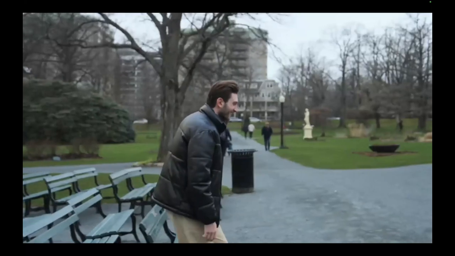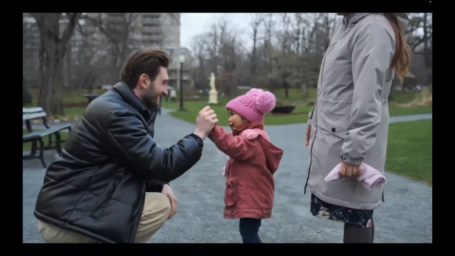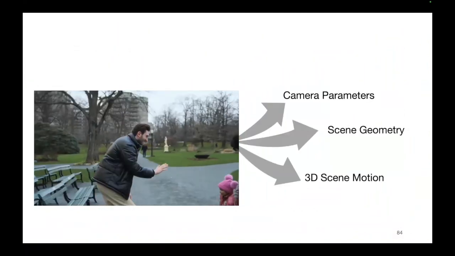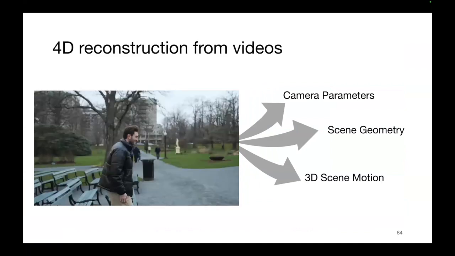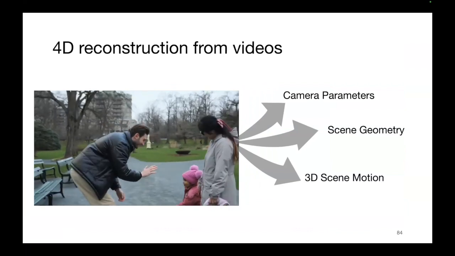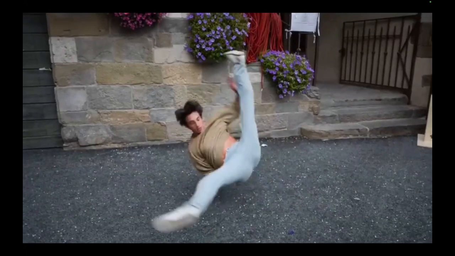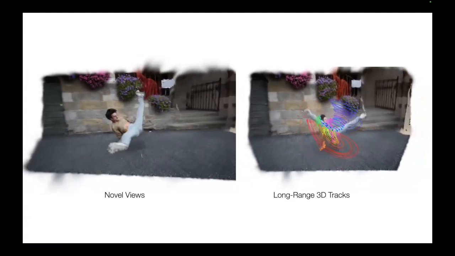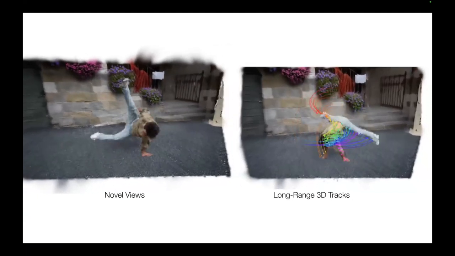But I want to show you another work that actually does 4D reconstruction of anything and everything in the scene. So the idea is that from a video, you want to extract the camera, the scene geometry, and the 3D scene motion of the entire thing. And so general 4D reconstruction from videos, and this is a work called Shape of Motion, which is on arXiv. Really the idea is to take any kind of casual video and then enable it to do novel view synthesis, as well as not just the pixels, but also recovering the underlying correspondence across the scene.